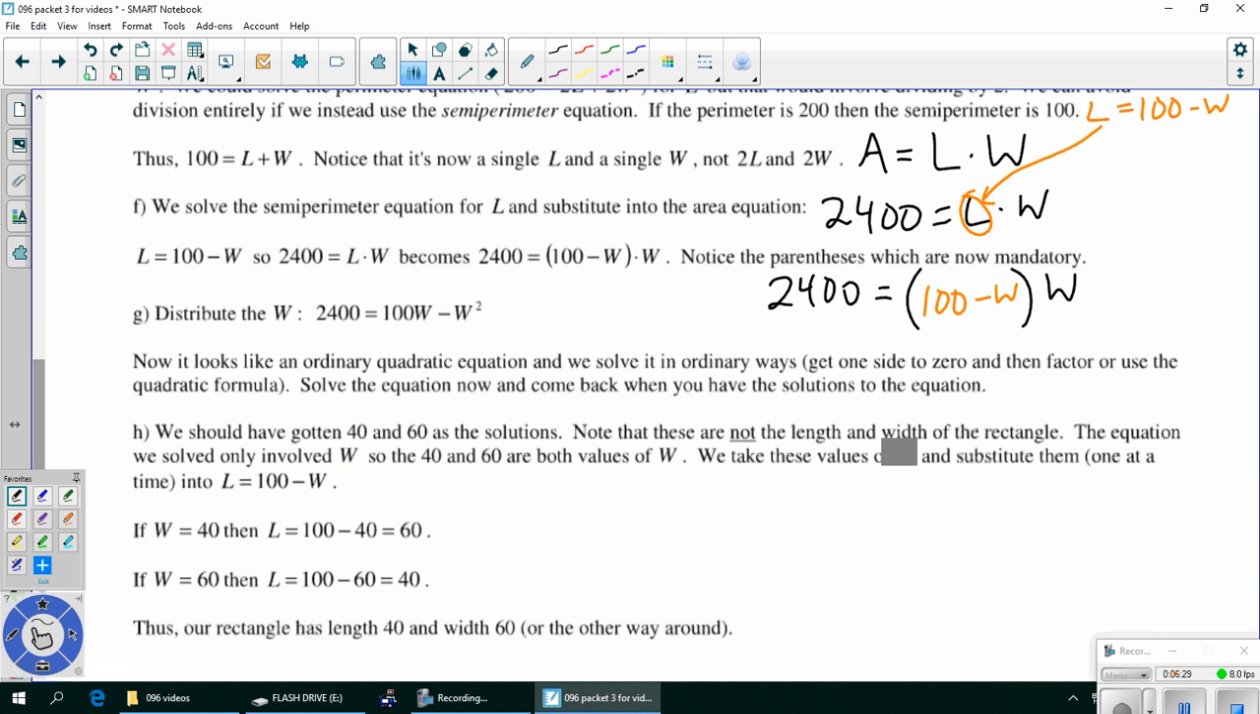And so let's go ahead and get this thing into a more standard form. 2400 equals, so let's distribute that W. So we go 100W minus W squared. All right, so now it's starting to really look familiar. I've got a W squared in my equation. Usually that means I want one side of the equation to equal 0. So let's make one side of the equation equal to 0 by subtracting the 2400 from both sides. So I'm going to put the minus 2400 last.